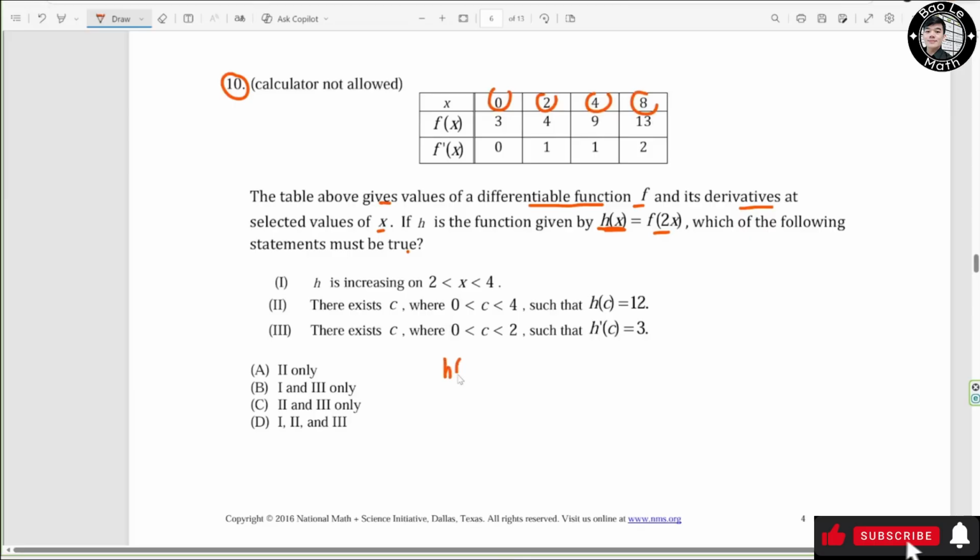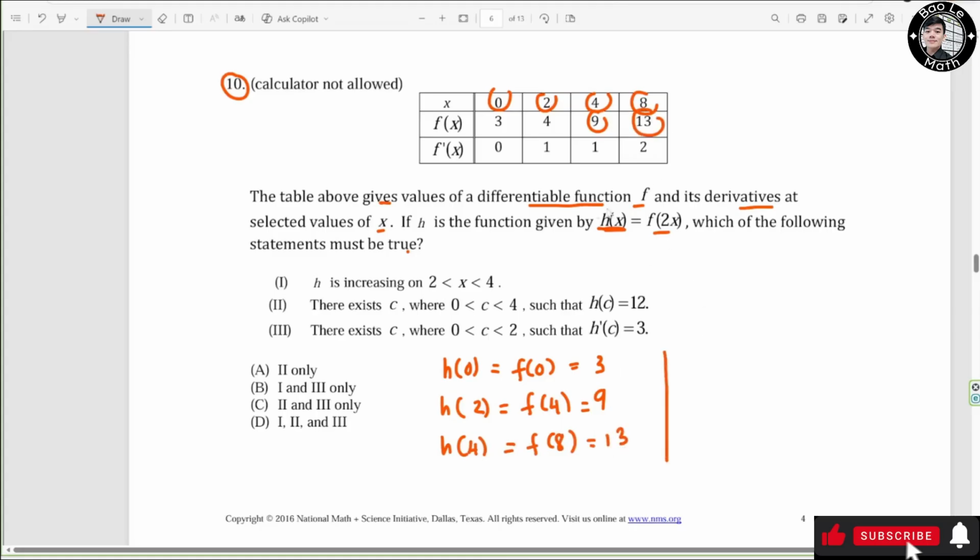So we have h of 0 is actually f of 0, right? Because 2 times 0 equals 0. Now f of 0 equals 3, right? Now h of 2 equals f of 4, right? And it's going to be 9 right here. Now h of 4 equals f of 8, right? It could be 13 right here.